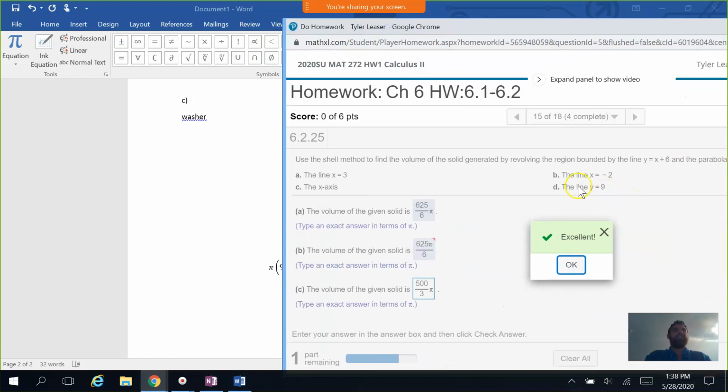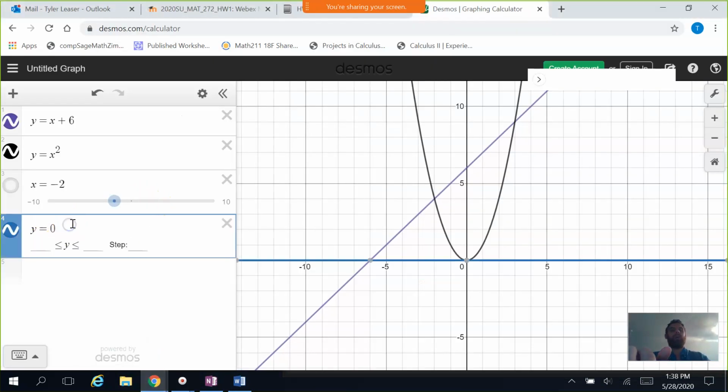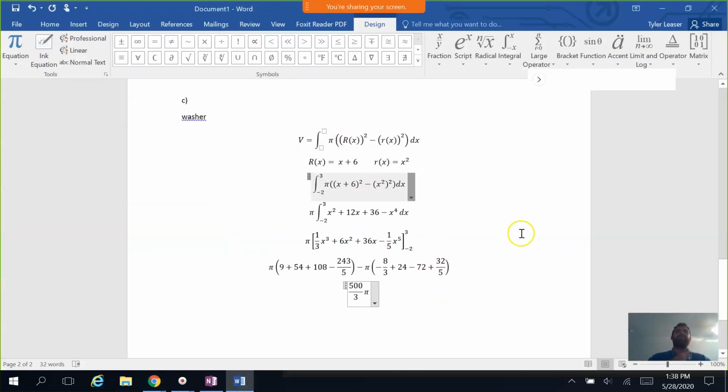And then part D, you would do the same thing. So part D, we're going to be revolving around the horizontal line y equals 9, which is way up here. You just do the same thing. It's just going to be a little bit different because now the outside radius is the parabola, and the inside radius is the diagonal line. Just be careful because the outside radius has to be the distance from the axis of rotation down to this. So it's going to be 9 minus x squared. The inside radius is 9 minus the x plus 6. But it's still the same concept as what we just did here.